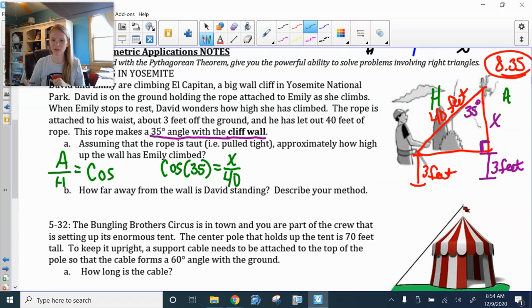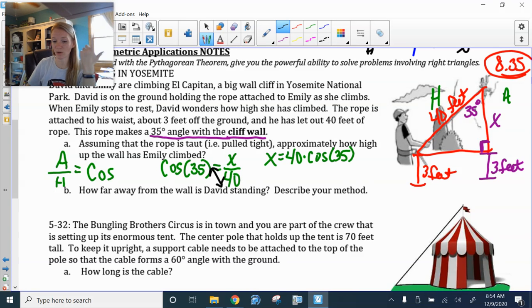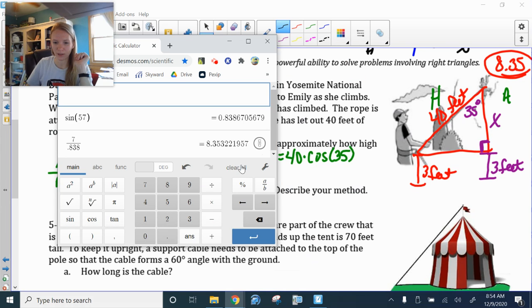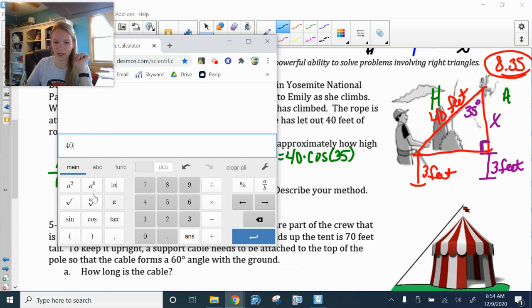So now we can just crisscross applesauce, cross multiply. I'm going to do 40 times the cosine of 35, because when I make my x, I can see that these two are going to multiply together. So I'm just going to type that in my calculator. Clear, clear. 40 times the cosine of 35. And I get about 32.7677.